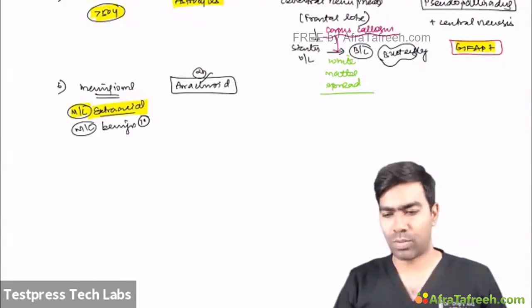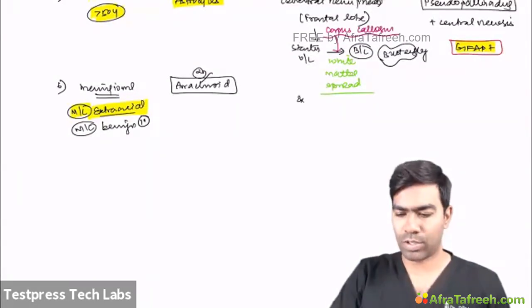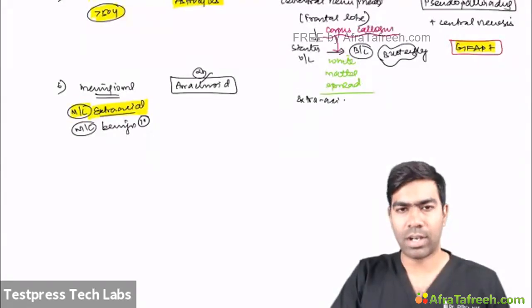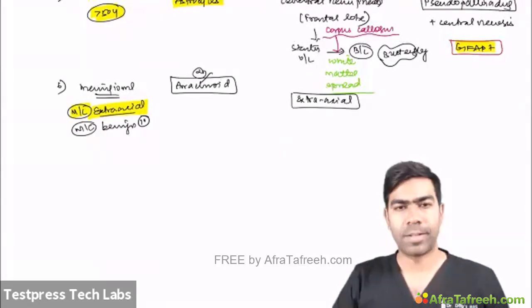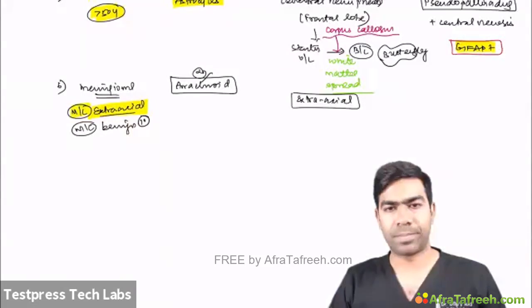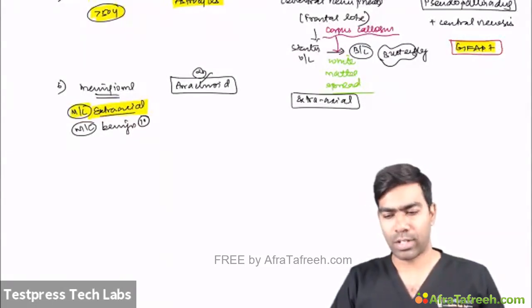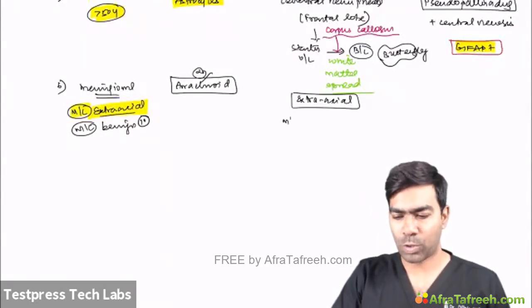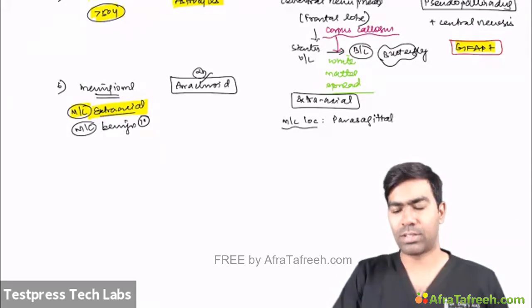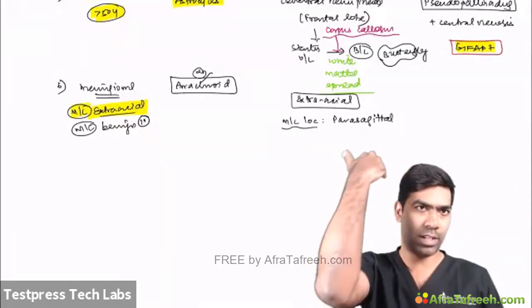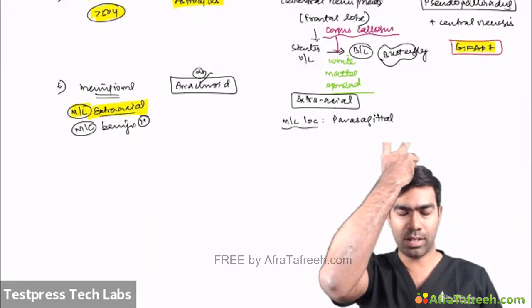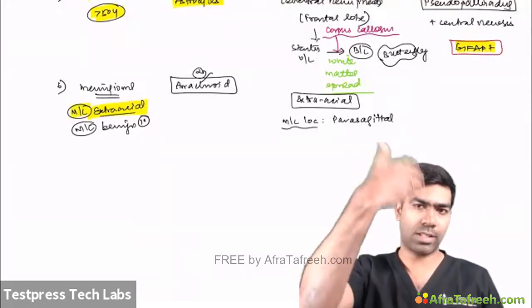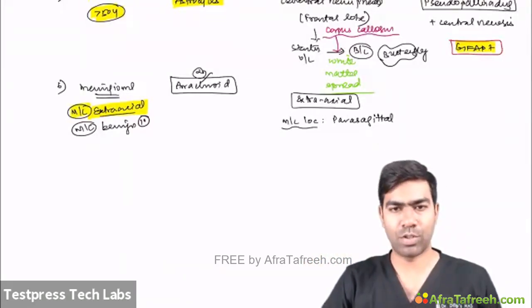And what are the imaging findings? What I'm going to see is that it is extraaxial, outside the substance of the brain. So what is the location? Characteristically, the most common location will be parasagittal. Parasagittal means in the falx cerebri. The falx cerebri folds like this in the center. So that parasagittal region is the commonest location for a meningioma.